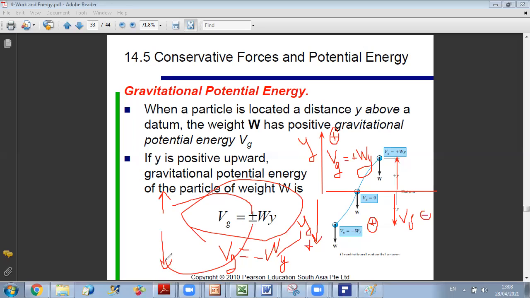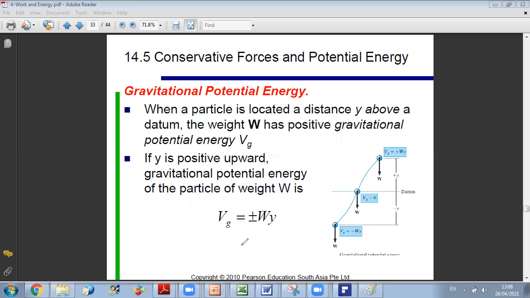I want to tell you also a remark on how we know that a force is conservative. We have a mathematical property saying that if I can find a potential function such that the derivative of this function will give me the force. So here, if you derive the potential, if you derive the gravitational potential with respect to y, you will get plus or minus w.